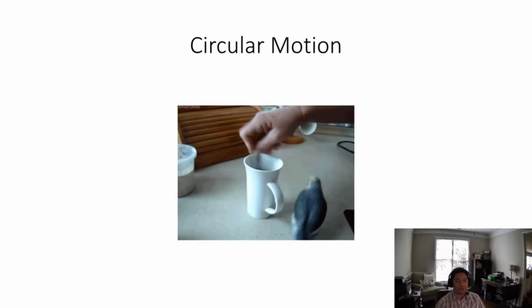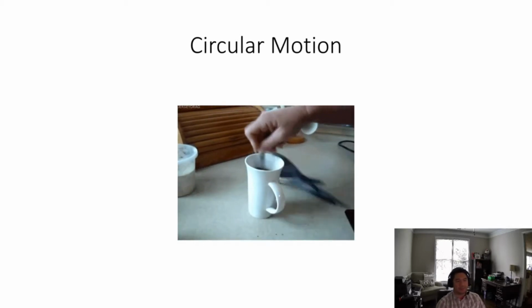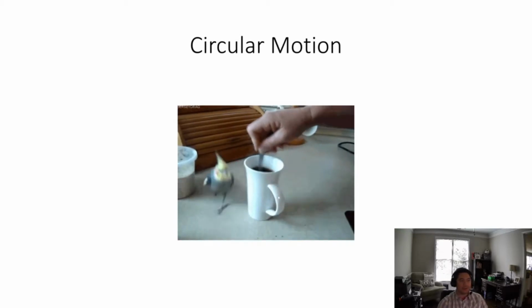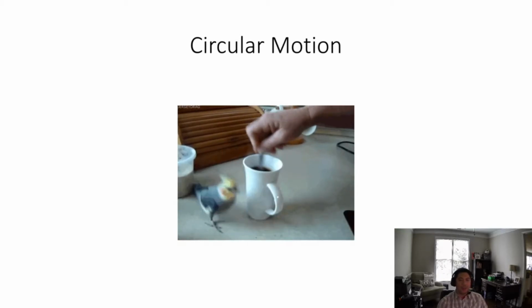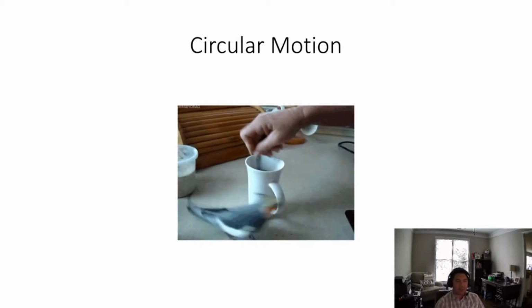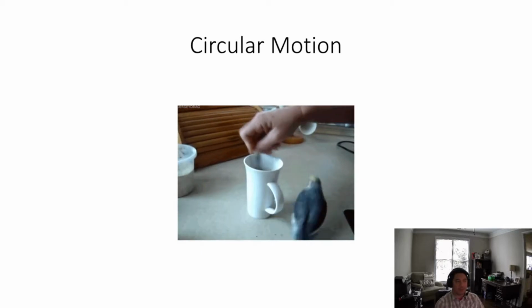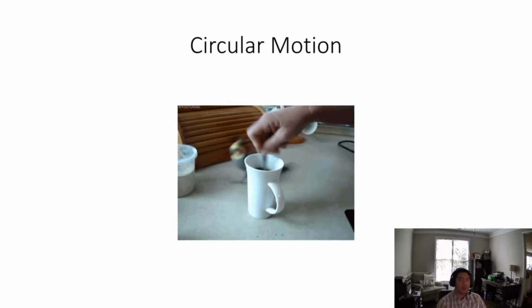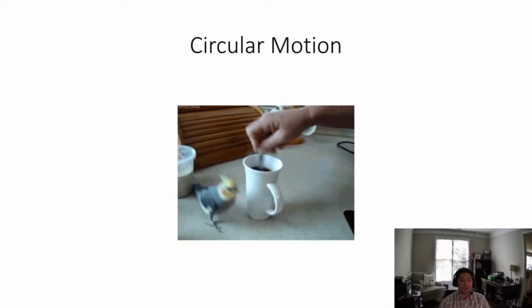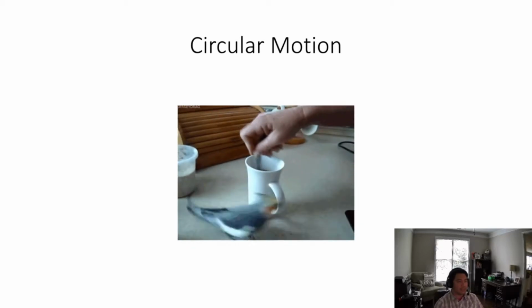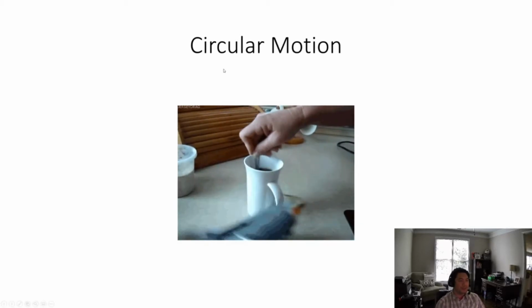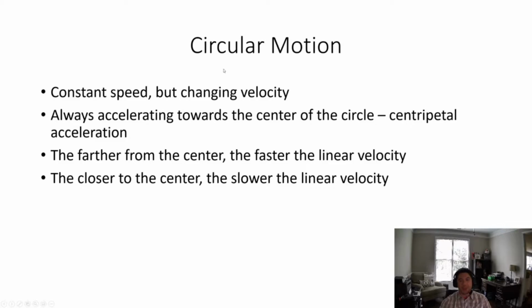Alternately, we have circular motion. Here, this bird is going in a circle around this cup of coffee that's being stirred. This bird is not rotating. It is moving with speed. It has velocity, right? That velocity is changing because it's changing direction, but it is moving with a relatively constant speed in a circle around the coffee cup. He seems excited. So some notes about circular motion.